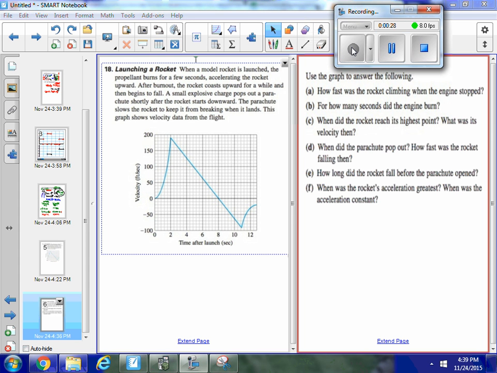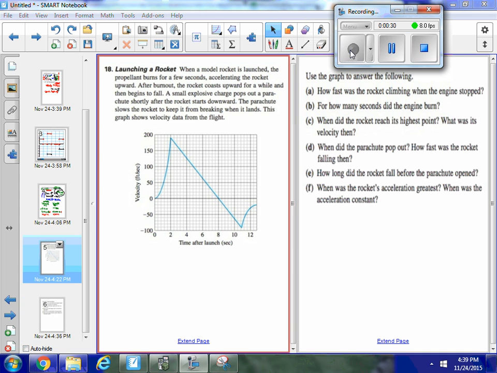But this is a graph of the rocket's velocity. So this is a derivative graph. This is telling us essentially how fast, although it also has a direction component, the rocket is moving at any point in time. So the first question: how fast was the rocket climbing when the engine stopped?